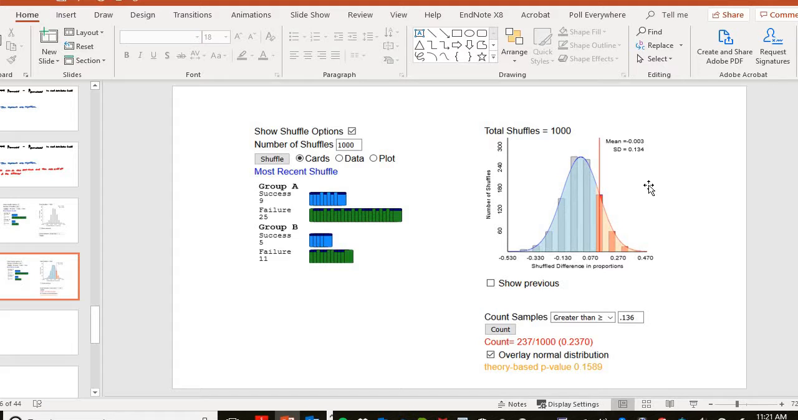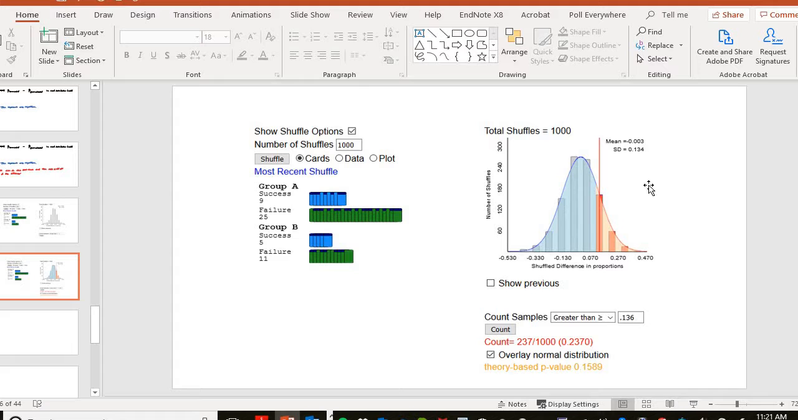What's the difference between the theory-based p-value and the original p-value, the simulated one? What's the difference between the two? The simulated one is going to be from your data group. This one counts all the 1,000 iterations. So the simulated one is just counting the amount of data that's in that yellow part. So it's coming from the simulated card data.